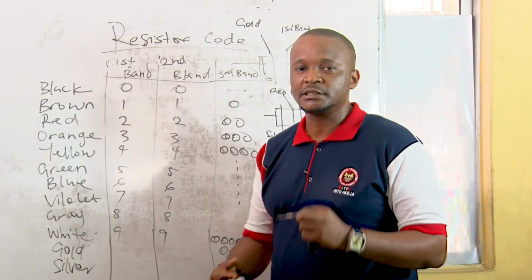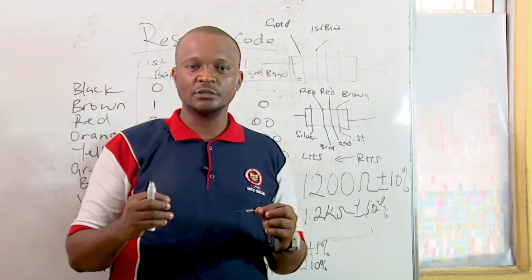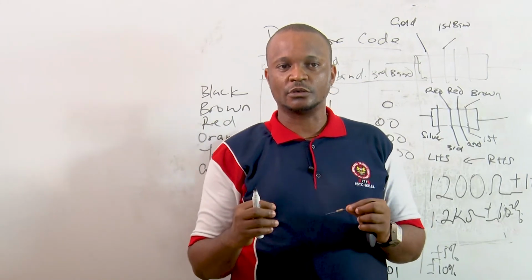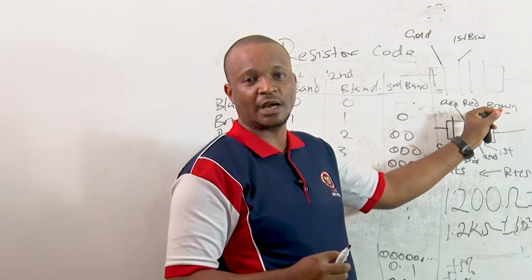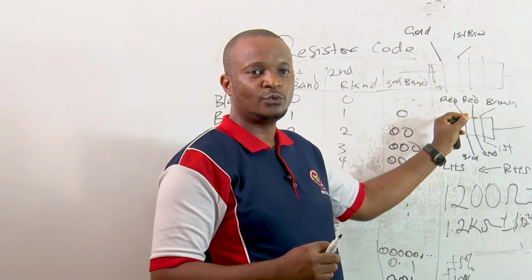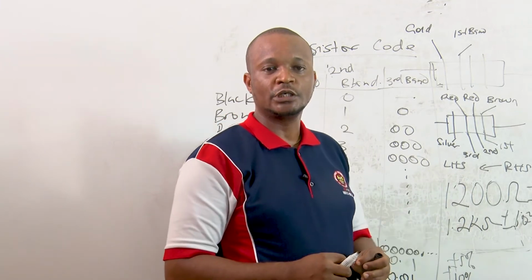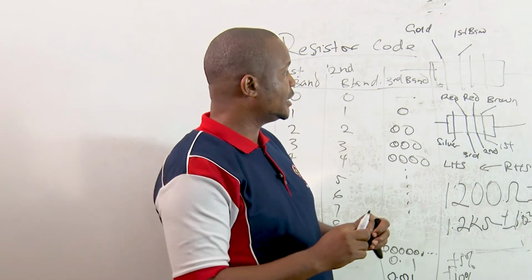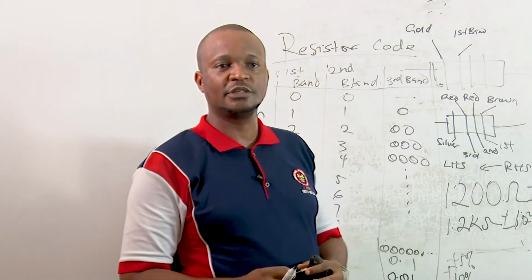So when you practice and practice, immediately you sight a color, you can actually tell the value of that resistor. So from today, we know that any resistor that has brown, red, red, with a silver tolerance is 1.2 kilo ohms. All right. So let me use the resistor before me, or the resistor on the screen, to further elaborate this.